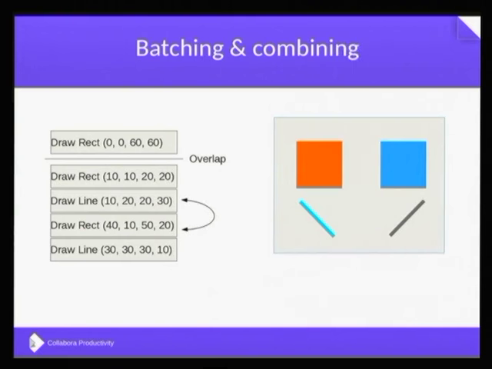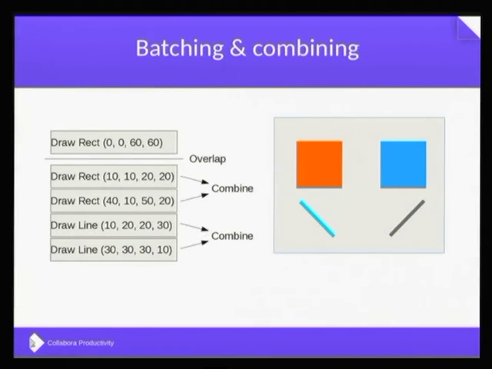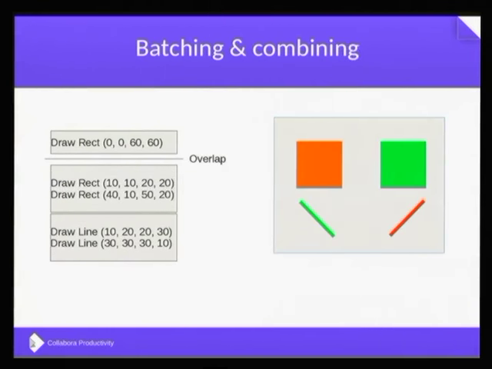And next, what you do is change the order. So we now have two draw rects, one after another, and two draw lines. So we can combine them and execute them with one draw call each. Now we reduced the overhead. We had five draw calls at the beginning, and now we reduce this to three draw calls, which is quite nice.